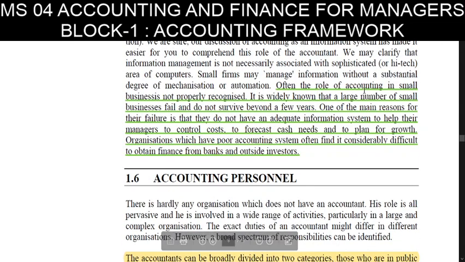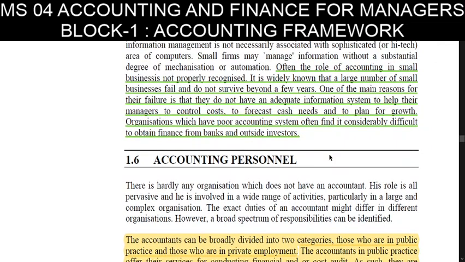Next, often the role of accounting in small businesses is not properly recognized. It is widely known that a large number of small businesses fail and do not survive beyond a few years. One of the main reasons for their failure is that they do not have an adequate information system to help their managers to control costs, to forecast cash needs, and to plan for growth. Organizations which have a poor accounting system often find it considerably difficult to obtain finance from banks and outside investors. This is very clear.